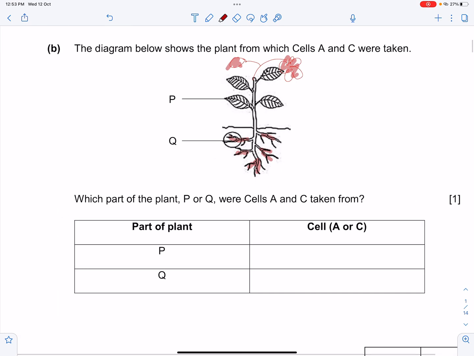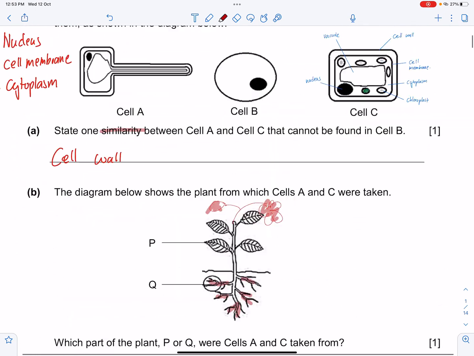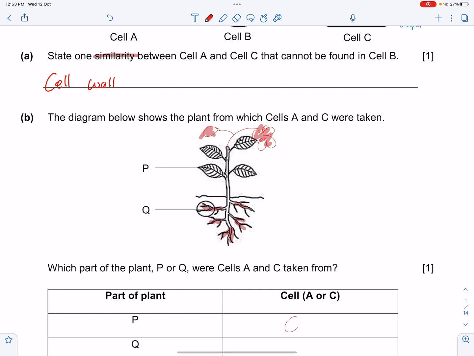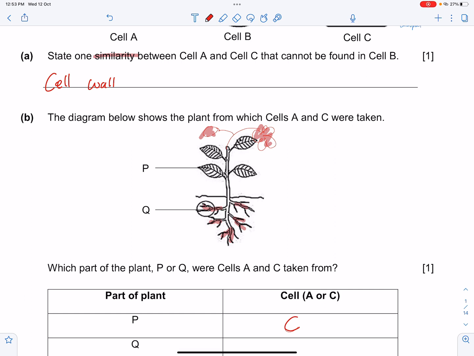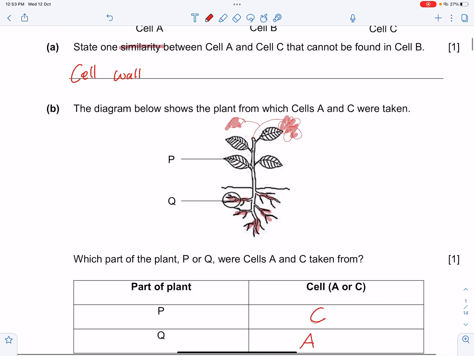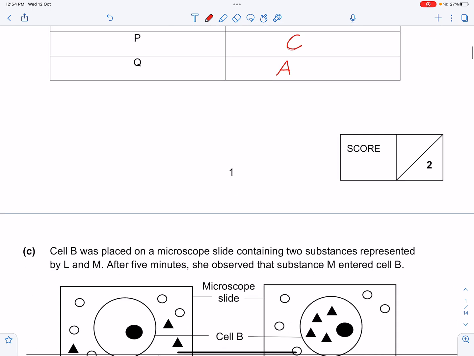So which part is P taken from? So P, basically it's cell C, because there is your chloroplast. And then your Q, in this case, your Q would be cell A, because A does not have chloroplast. Because your roots will not be able to receive any sunlight. So no point for chloroplast. It cannot absorb sunlight. Okay?